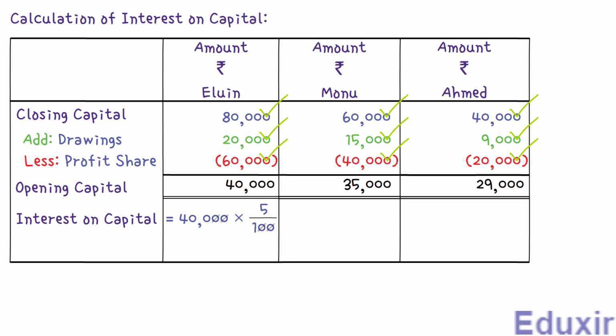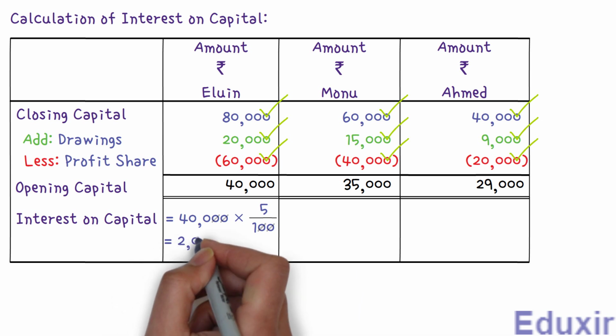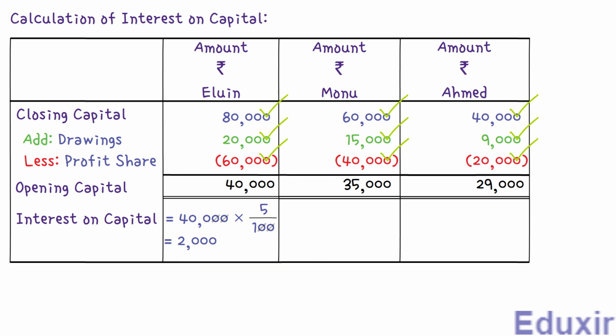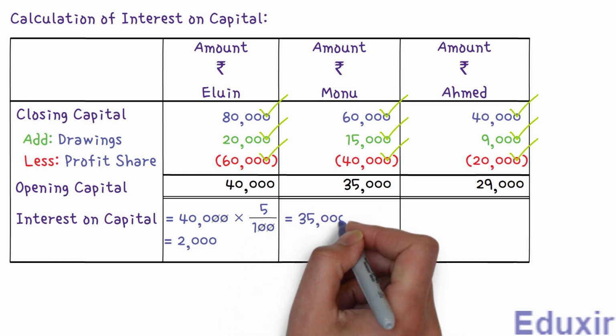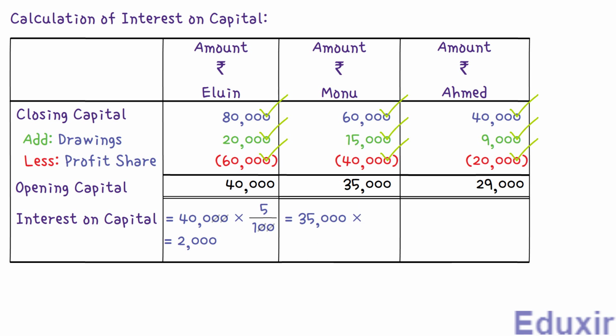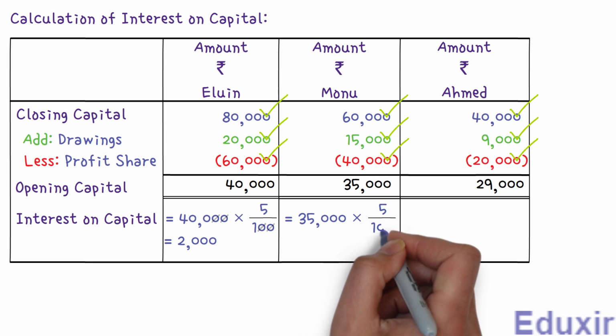Now, if we multiply the remaining 400 and 5, we get 2,000 rupees. This is the interest on the partner Eluin's capital. Now, the interest on capital for the partner Monu is his opening capital amount of 35,000 rupees multiplied with the rate of interest on capital, which is 5 upon 100.